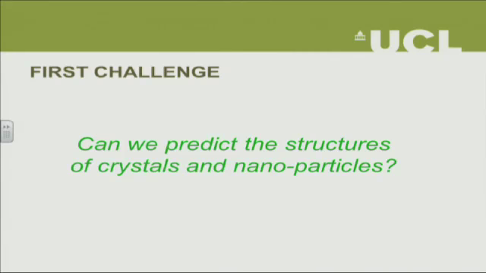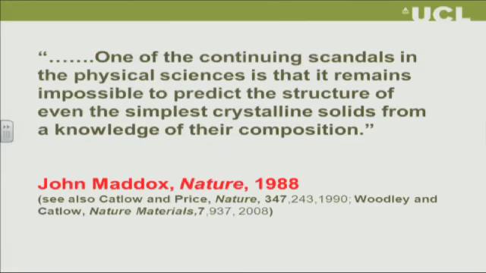So let's look at the first one. Can we predict the structures of crystals and nanoparticles? And we're going to start off here with a quote. This came from an article by John Maddox, who for many years was the editor of Nature. He published a very provocative News and Views in 1988, in which he said one of the continuing scandals in the physical sciences is that it remains impossible to predict the structure of even the simplest crystalline solid from a knowledge of its composition. So it's saying if you know what atoms are present in a solid, you couldn't predict their structure. Now, when that statement was made, it actually was pretty wildly inaccurate, so it wasn't terribly good science.